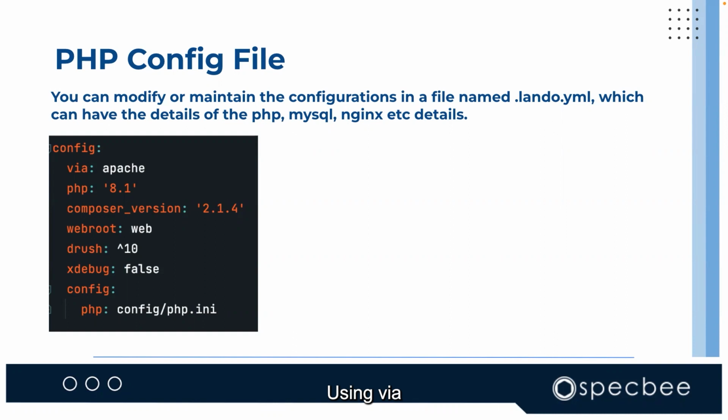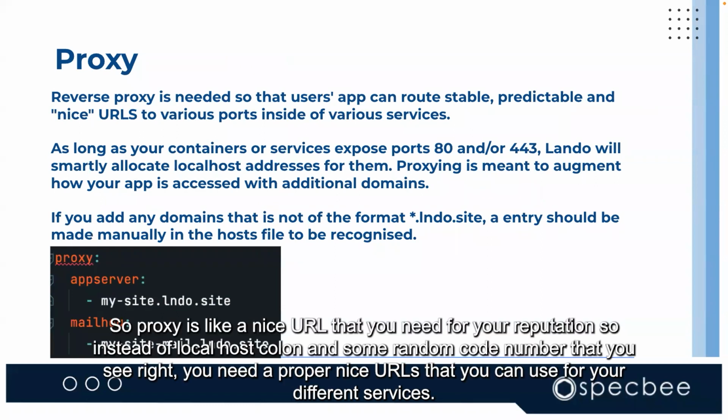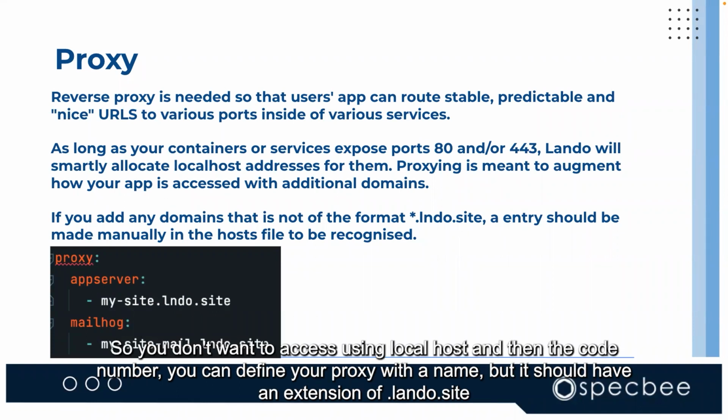The next item is proxy. So proxy is like a nice URL that you need for your web application. So instead of localhost colon and some random port number that you see, right? You need proper nice URLs that you can use for your different services. So you don't want to access using localhost and then the port number. You can define your proxy with a name, but it should have an extension of .lando.site.